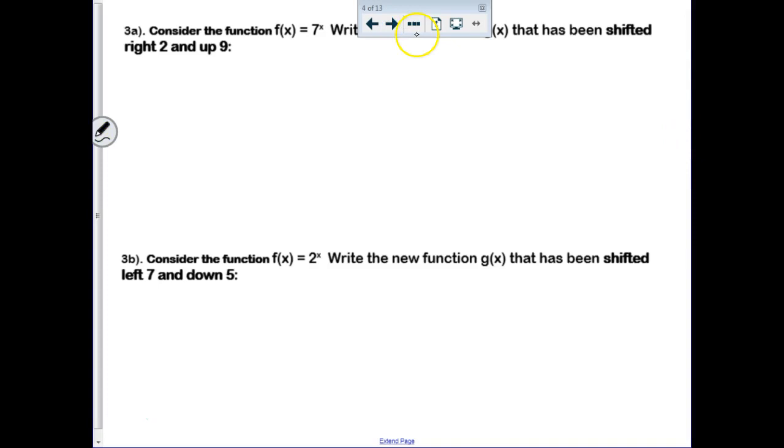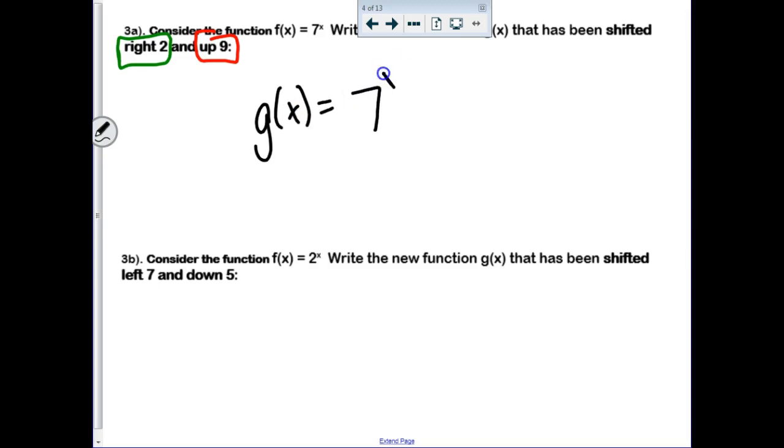This next question here, I covered up half of it. What does it say? We have this function. Oh, and we're supposed to write a new function that has been shifted right 2 units and then up 9 units. So if I think about this new function, which they want me to call g of x, I think.